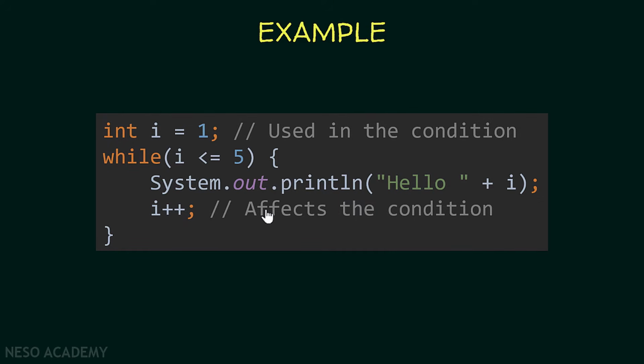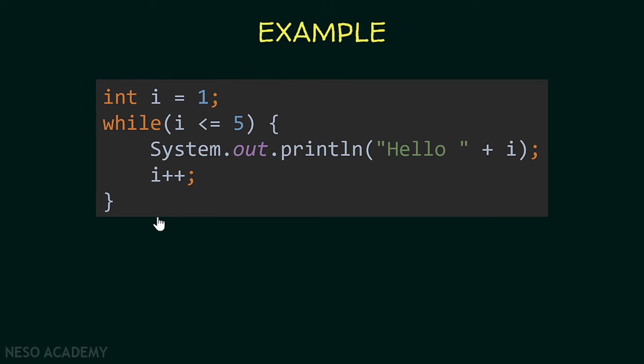And as you can see, this affects the condition, because we are changing the value of I, and I is used in the condition of the while loop. So this statement over here is very important, as you will see in a little bit. So now let's see how this is executed exactly.